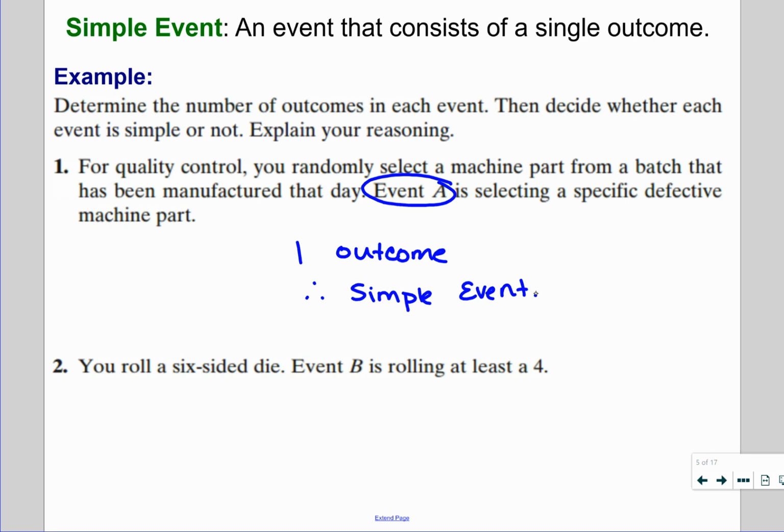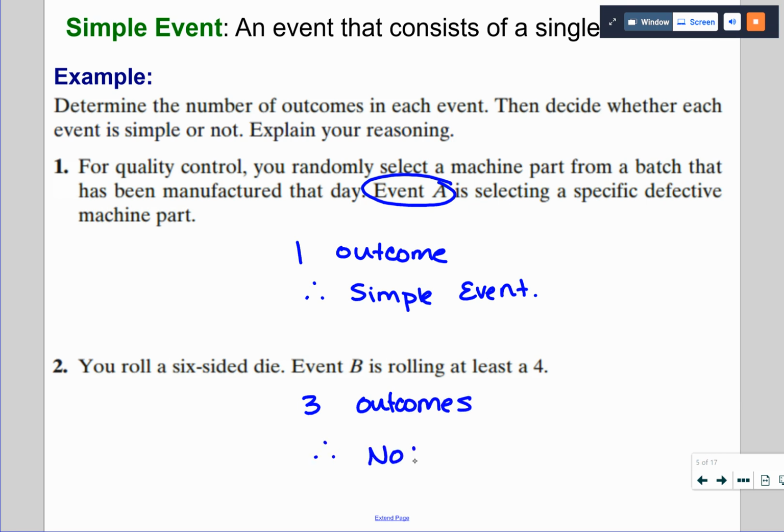Okay, so if I roll one die, what are ways that I could get at least a 4? Yep, if I roll a 4, 5, or 6, so how many outcomes is that? 3 outcomes. And therefore, it is not simple. Okay? Any questions on what makes a simple event? Easy enough. All right, next.